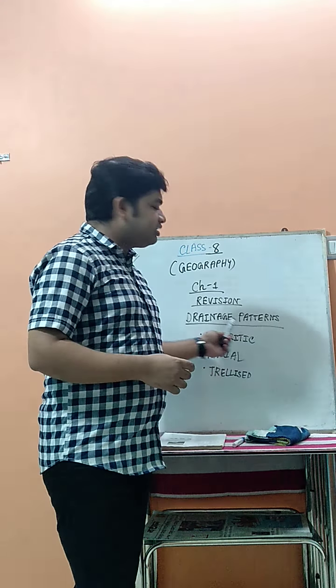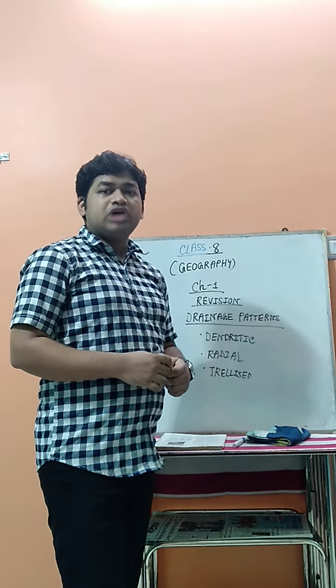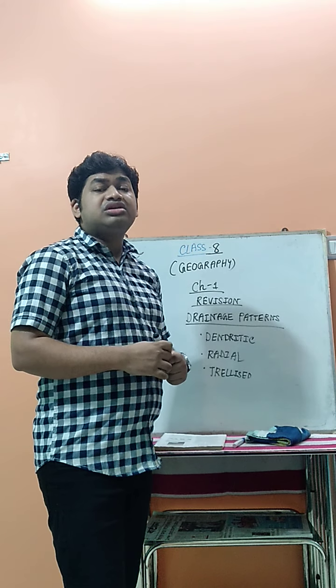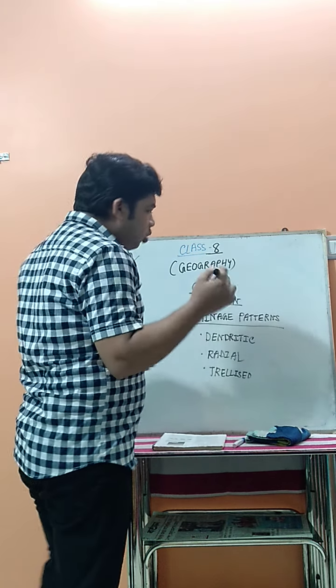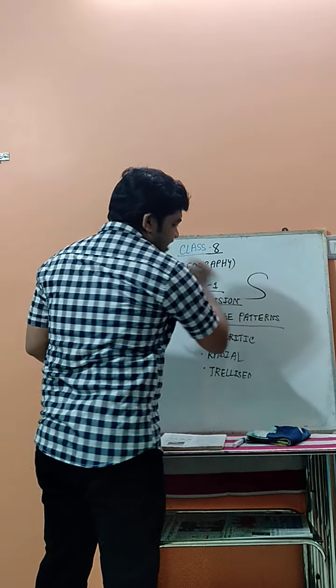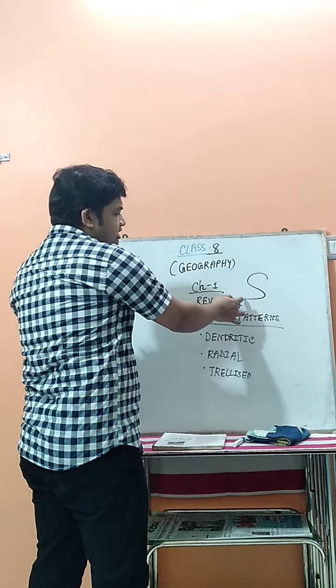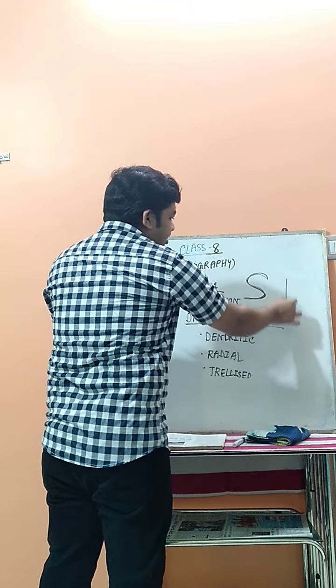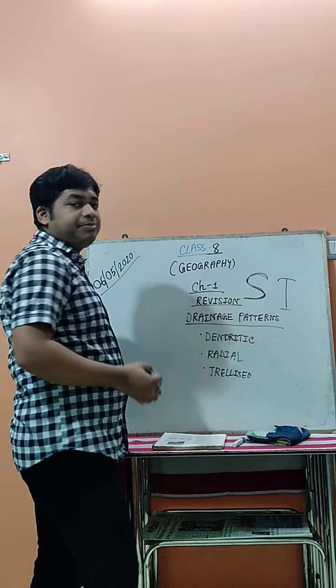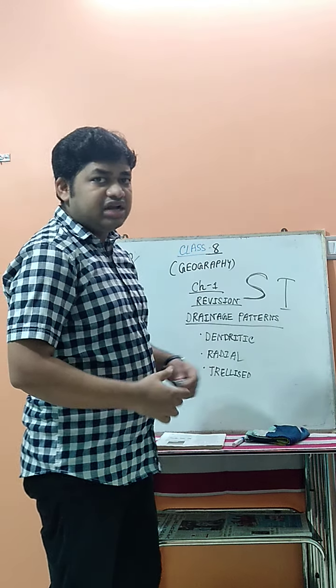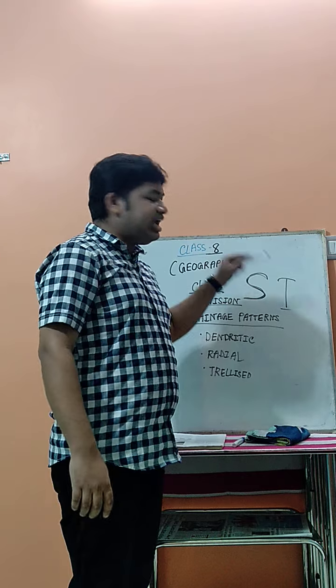Before I start the different types of drainage patterns, at first you have to know that a drainage, the river, is in an S type of shape. You can see the river is always this type of shape. You can't see the river in a straight direction like an I type of shape. Now what is the reason that the river always bends?